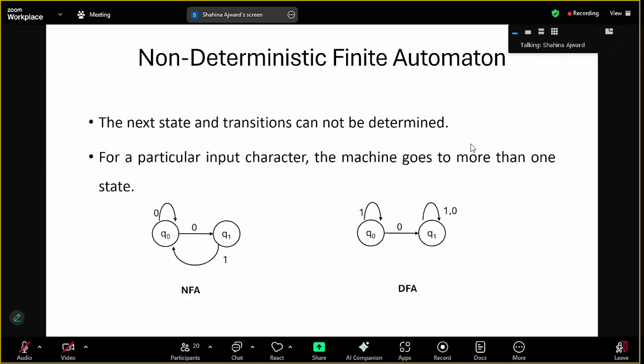You might wonder why we don't have any final states over here. This is just for illustration purposes; it does not represent any language, so that's why it does not have any final states. If we have final states, we represent them with a double circle. Here you don't see any double circle because it's just to differentiate the properties of the NFA and the DFA.